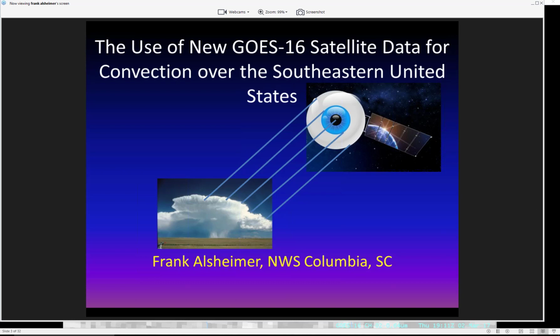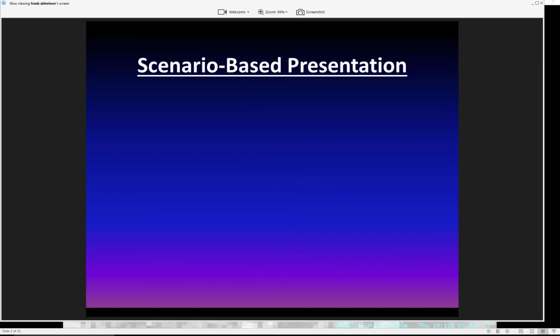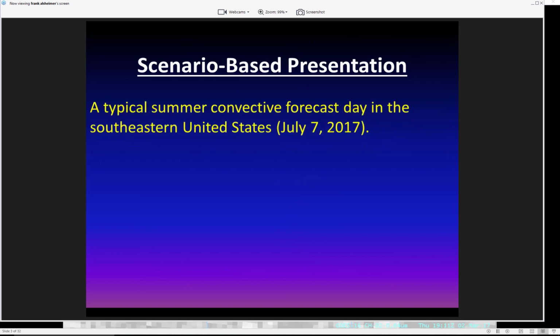But we're going to talk a little bit today about using GOES-16 for a convective event over the southeastern United States. It's going to be a scenario-based presentation, given on a typical summer convective day in the southeastern United States, in this case July 7th. I'm going to give a brief meteorological overview, but we really want to spend most of our time looking at the GOES products that we have available in the GOES imagery.